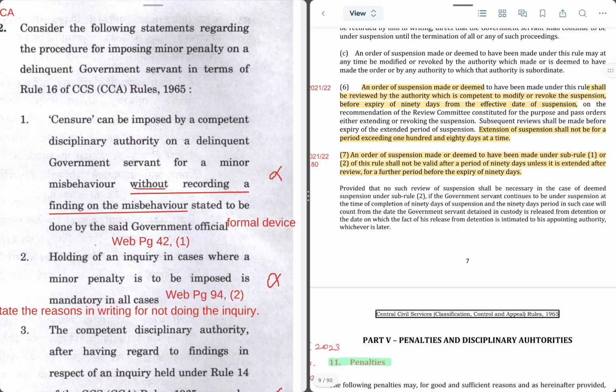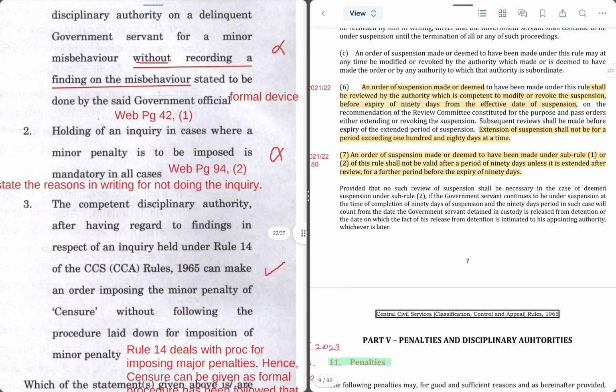For this question, I would like you to refer to the CCS rules on the DoPT website. All the CCS rules are covered in the format of a book. If you click on the right index page, it will take you to the correct topic. The chief attribute of censure is that it is a formal device. So the statement saying without recording a finding on the misbehavior is wrong. Recording has to be made, and only then it will be called a censure, because it's a formal device. You can go to the rules on the website, page 42, para 1, and find the definition of censure and more elaboration on this.